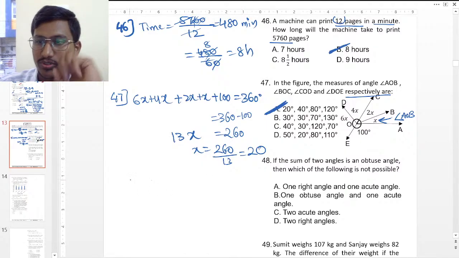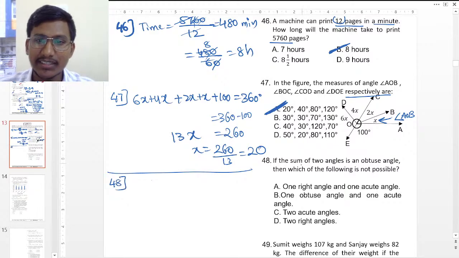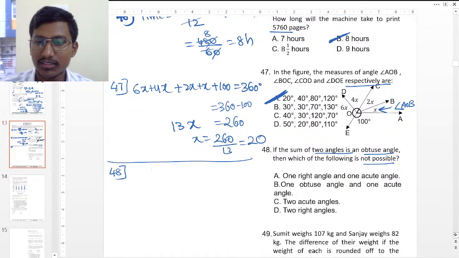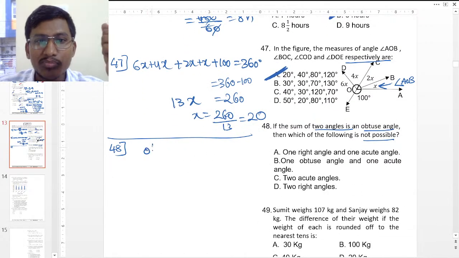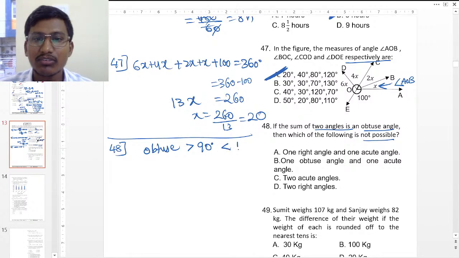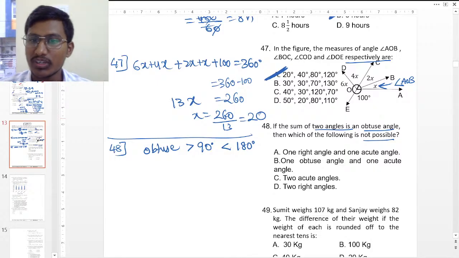Let's do the 48th question now. Let us read it. The sum of two angles is an obtuse angle. Then which of the following is not possible? We have to go with the options here. Obtuse angle means how much? Tell me, students. It should be more than 90 degrees and less than 180 degrees. That becomes the obtuse angle.